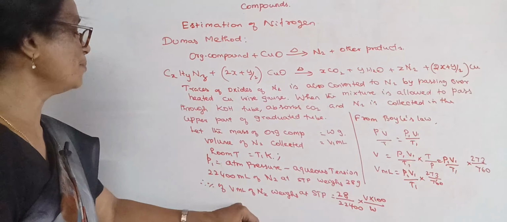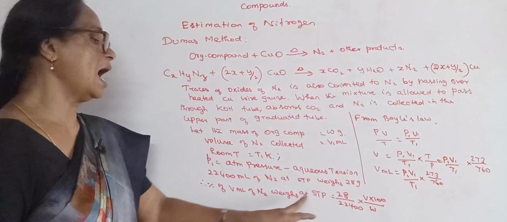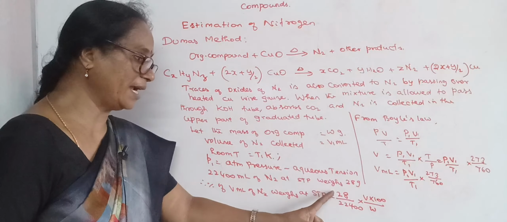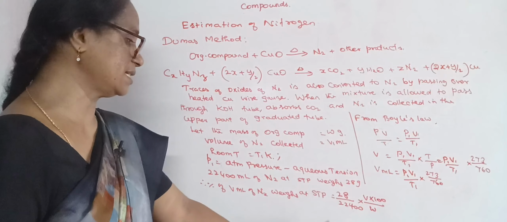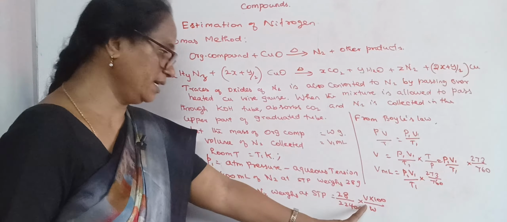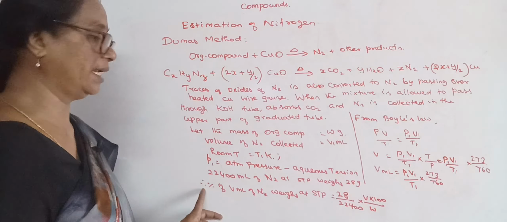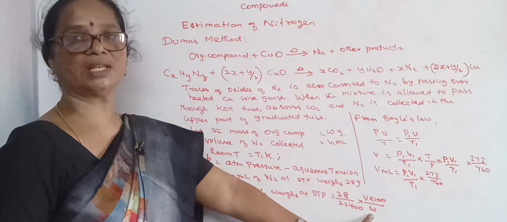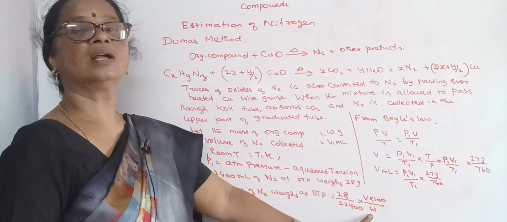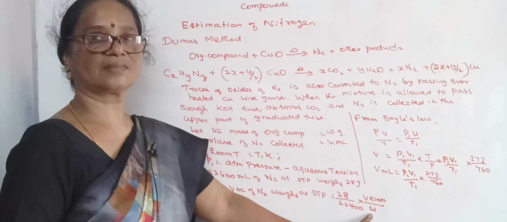Therefore, V ml of nitrogen at STP weighs 28 into V divided by 22,400, since 28 grams of nitrogen occupies a volume of 22,400 ml. Multiply by 100, because I am finding its percentage, divided by the mass of the organic compound. This is the Dumas method, in which nitrogen is estimated.